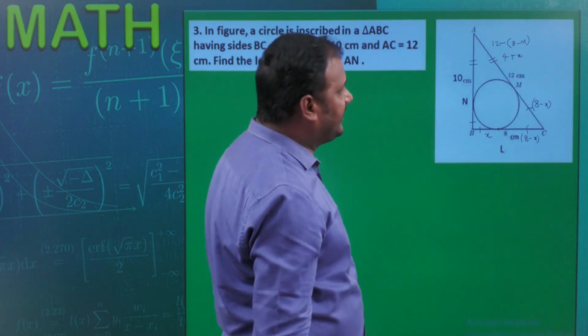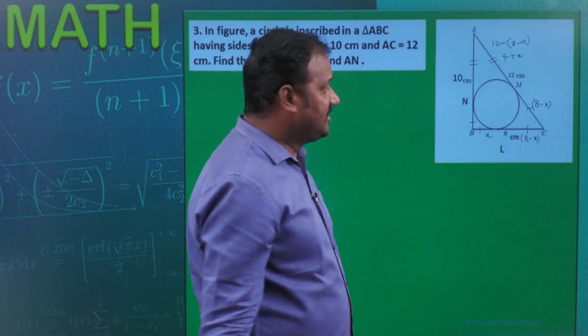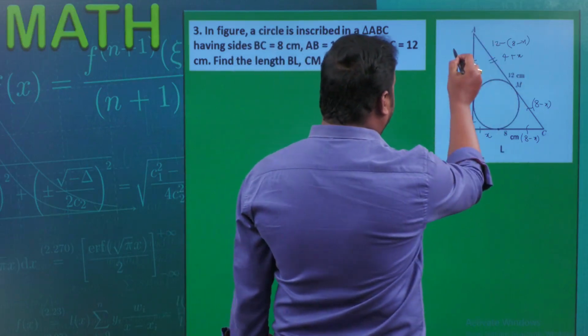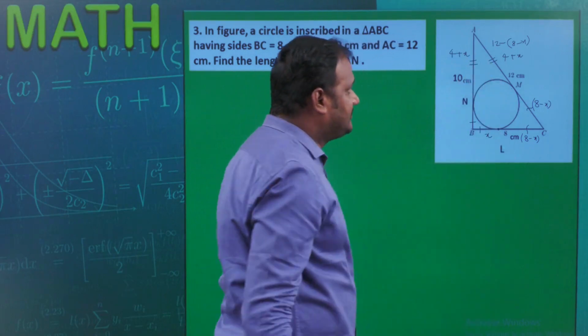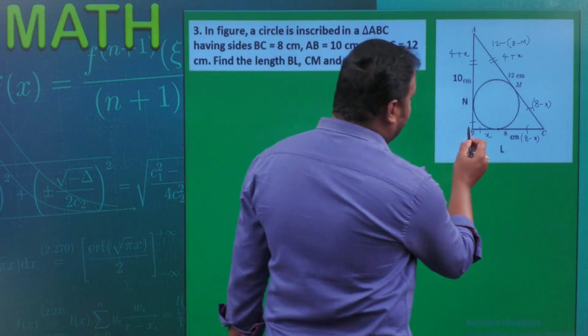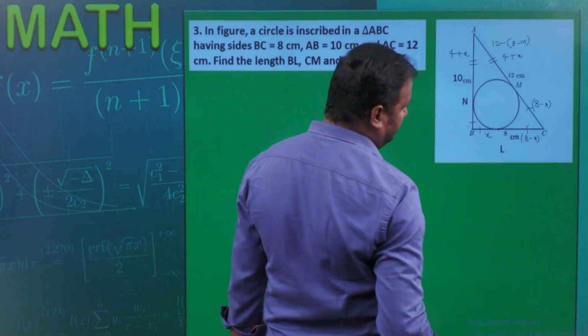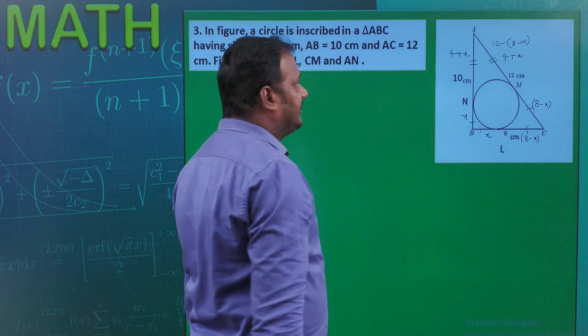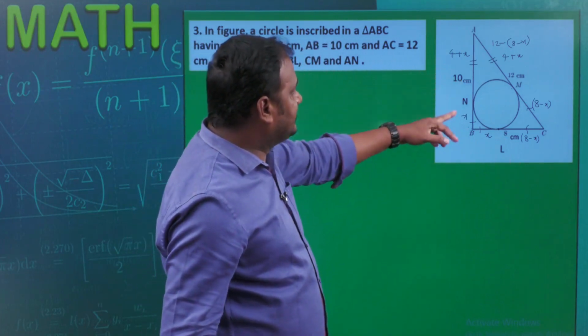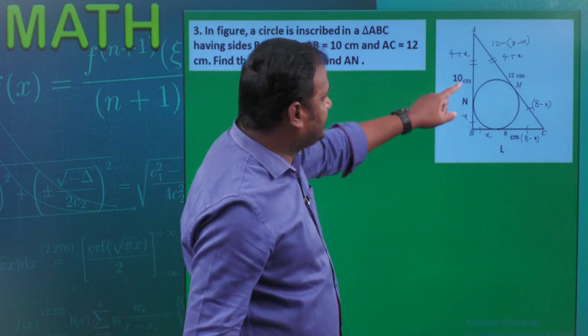So the length of AM is equal to 4 plus x. If AM is equal to 4 plus x, then AN is also equal to 4 plus x. Right? And BL is equal to BN, because they are tangents from B. So if it is x, this is also x. Now you see clearly, this is 4 plus x and this is x, but this together constitutes 10 centimeters.